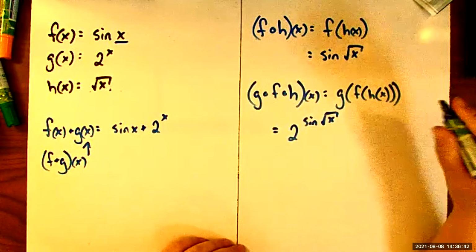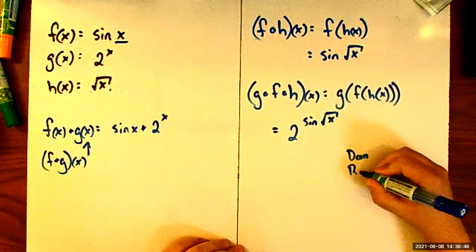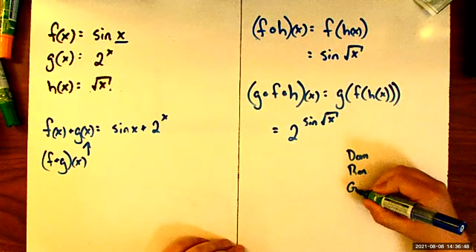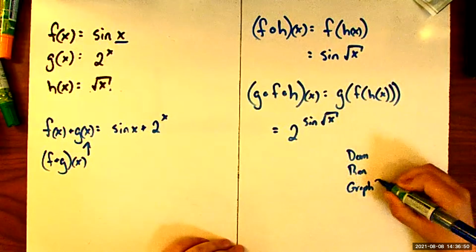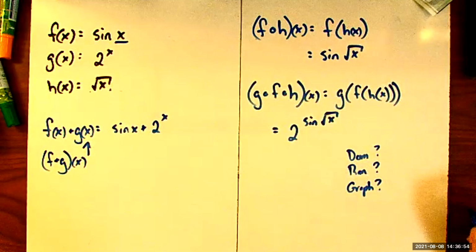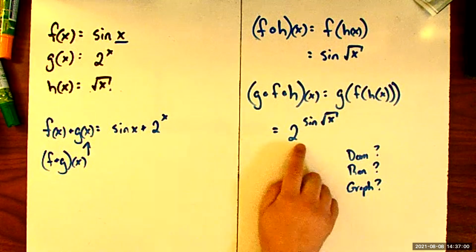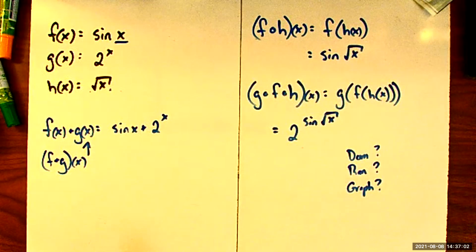Here's the question. What's the domain? What's the range? And what's the graph look like? At this point, I don't expect you to have those answers, but you should start to think about what this graph would look like and try and do it by hand without actually using a graphing utility. Try and think about how all of the different components of this function interact with one another.